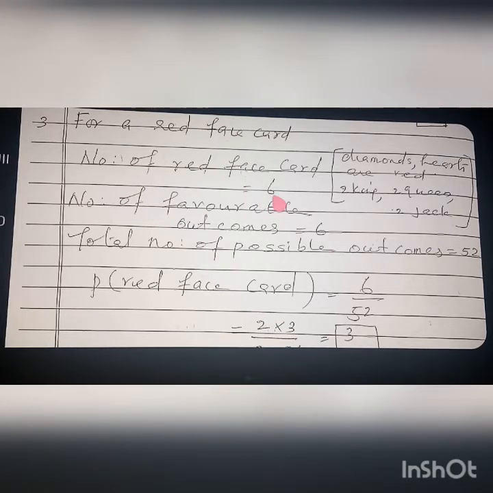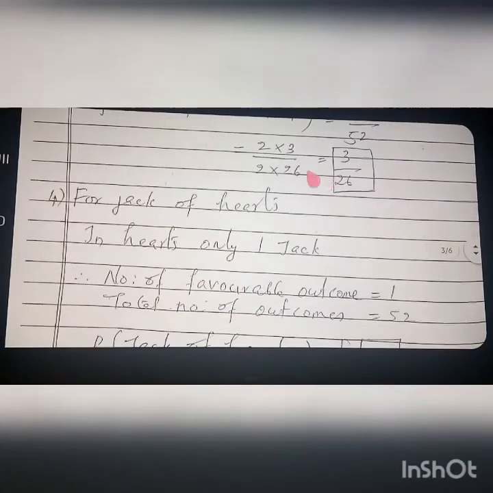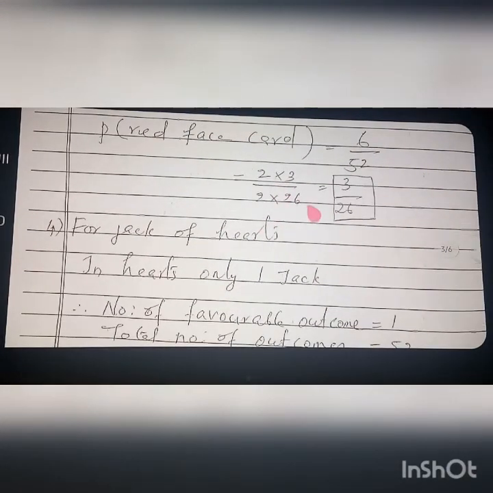Clear? So number of favorable outcomes is equal to 6. Therefore total number of possible outcomes of the experiment, you already know, 52. Therefore probability of a red face card is equal to 6 by 52. That is equal to 2 into 3 divided by 2 into 26. 2 will cancel, so you will get the answer as 3 by 26.